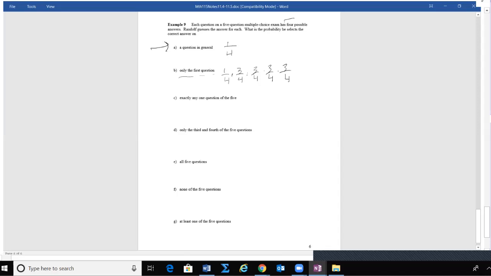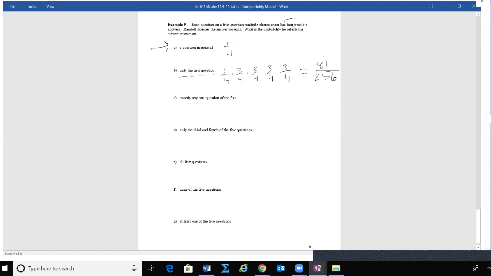So he has a 1/4 chance of getting the first one right, 3/4 getting the next one wrong, next one, and so on. So we would have 81 over 4 to the fifth power, 1024, 256, I believe. Okay, 256.